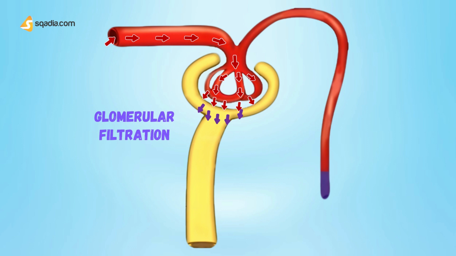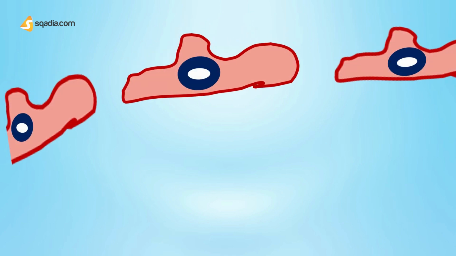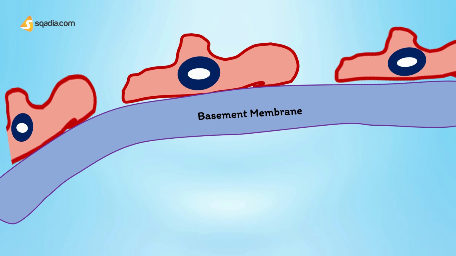The filtration membrane is formed by 3 layers: the glomerular capillary membrane, the basement membrane, and the visceral layer of Bowman capsule. First is the glomerular capillary membrane. The glomerular capillary membrane is formed by a single layer of endothelial cells, which are attached to the basement membrane. The capillary membrane has many pores called fenestrae, or filtration pores, with a diameter of 0.1 micron.